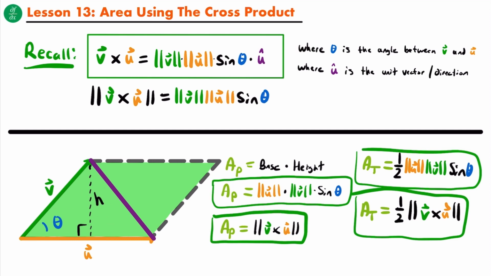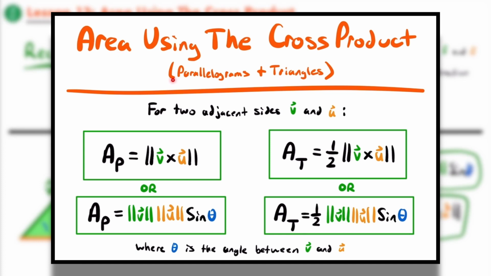Okay, so to summarize, if you want to calculate the area of parallelograms and triangles using the cross product, we have two different formulas in each case, and for both of those shapes, it's important that two adjacent sides are vector v and vector u, where they both start at the same point. For the area of a parallelogram, we can either find the cross product of vector v and vector u, and then find the magnitude of that vector, or we can take the magnitude of vector v times the magnitude of vector u times sine of theta, where theta is the angle between those two vectors.